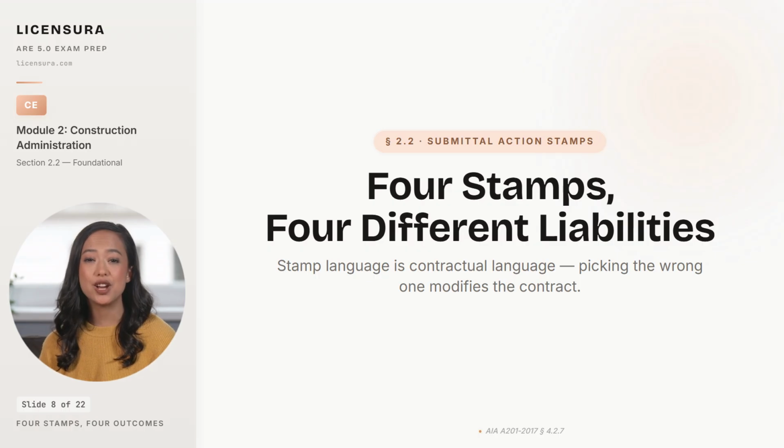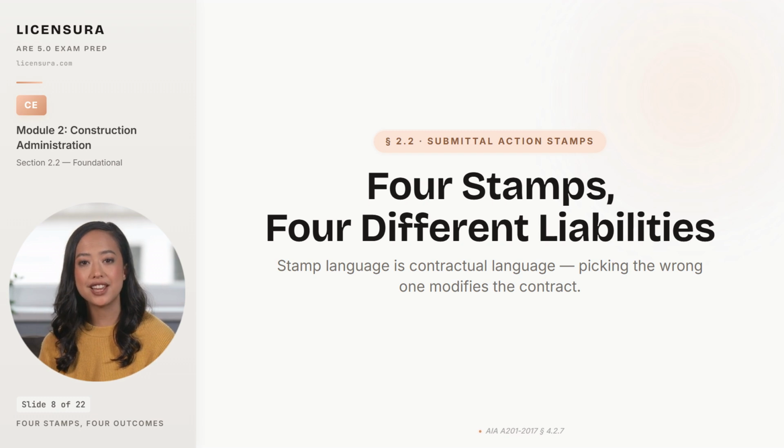Approve and approve as noted both let the contractor proceed with the work. Revise and resubmit and reject both stop the work pending a fix. But within those 2 pairs, the distinctions matter enormously, and the one that gets architects in the most trouble is approve as noted on a submittal that contains a substantive deviation from the contract documents.